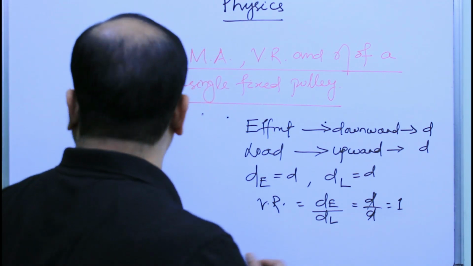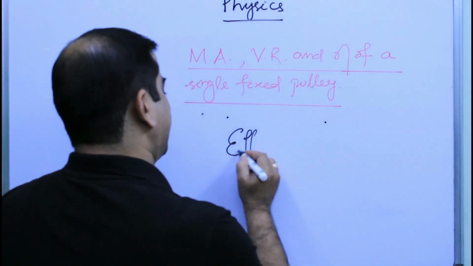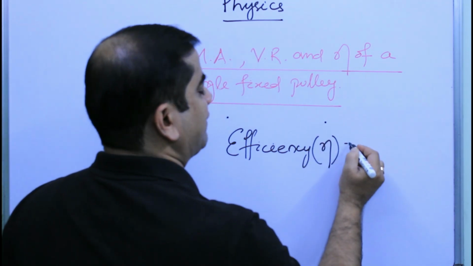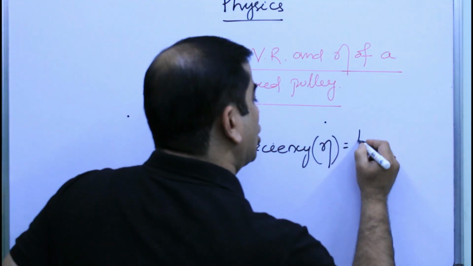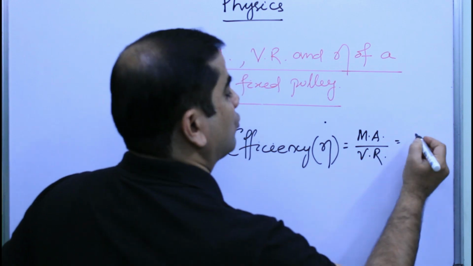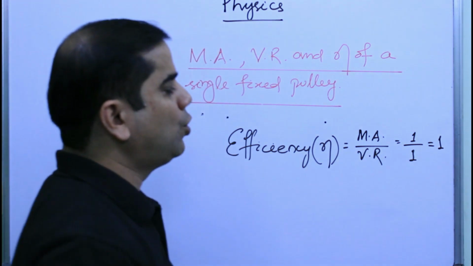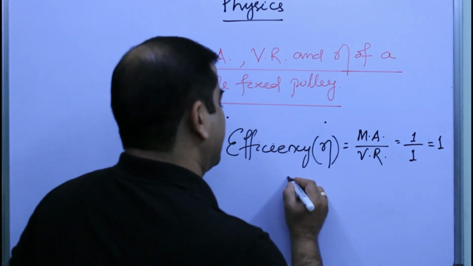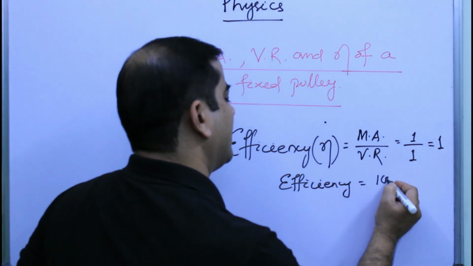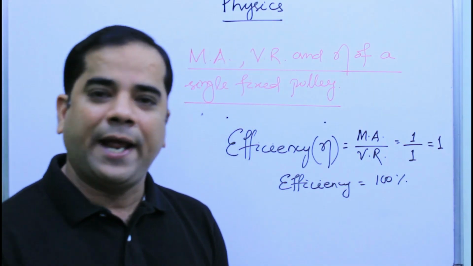So let us now discuss what is happening with the efficiency. Efficiency, that is eta, as we have discussed in our earlier classes, is the ratio of mechanical advantage and velocity ratio, which we have found out to be 1. So the efficiency is equal to 1, or we can say efficiency would be 100%. But practically friction lies between the string and the pulley.